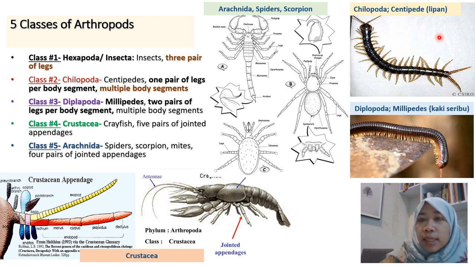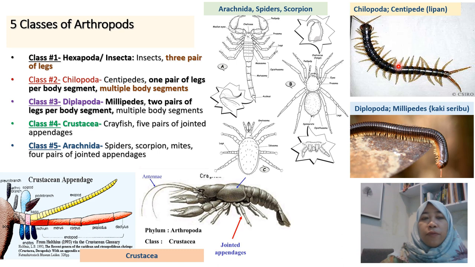Coelopoda. This is a coelopod. Coelopod is centipede, or in Indonesia we say lipan. How many legs do they have? You see, this coelopoda has one pair of legs per body segment, one pair of legs per body segment.